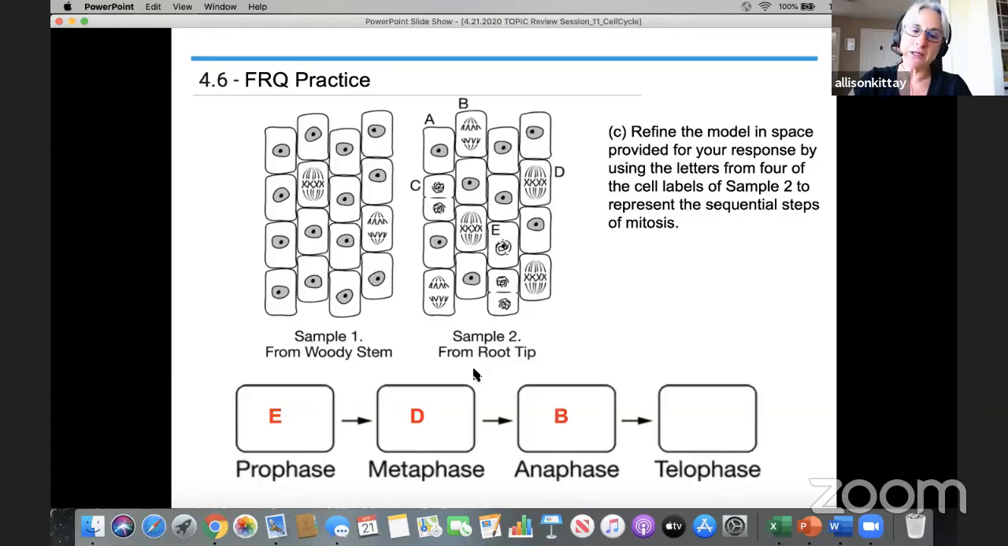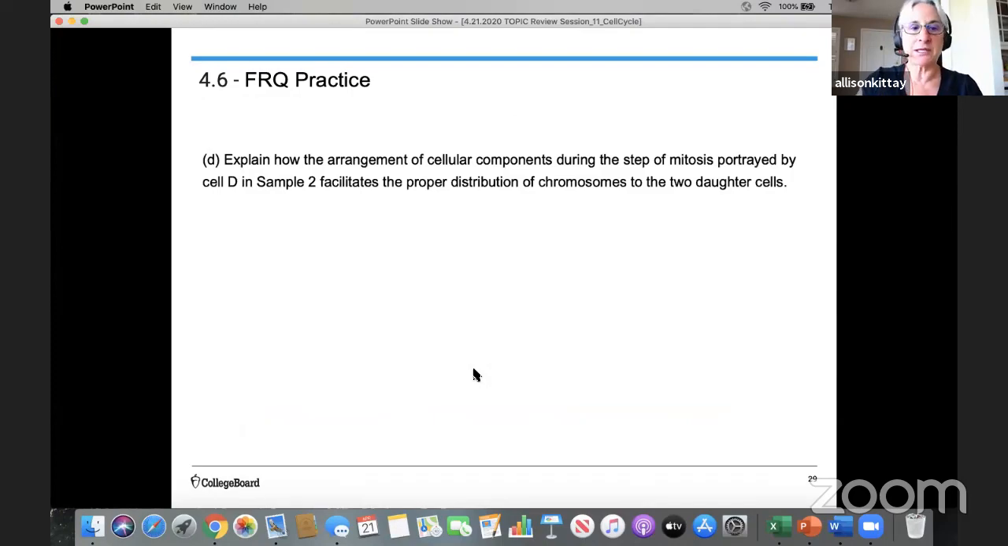B, and finally telophase, where you start to see that in this case, in a plant cell, you'd start to see the beginning of a cell plate, which would develop into a cell wall, and that looks like cell C. So now we've refined that model. And the last part of this is to explain how the arrangement of cellular components during the step of mitosis portrayed by cell D in sample 2 facilitates the proper distribution of chromosomes in the 2 daughter cells.